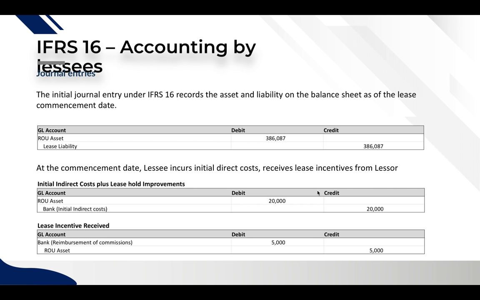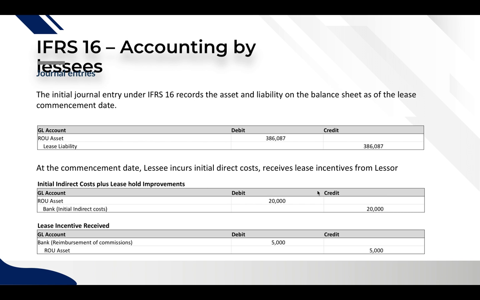On the initial journal entry under IFRS 16, you have to record both asset and liability. So ROU asset debit 386,000 and credit is lease liability of 386,087. In addition to that, there were certain indirect costs which have been incurred and a lease incentive received by the lessee. So for the initial indirect cost incurred, the accounting entry would be ROU asset debit 20,000 and to bank credit 20,000, which is for the initial indirect costs.